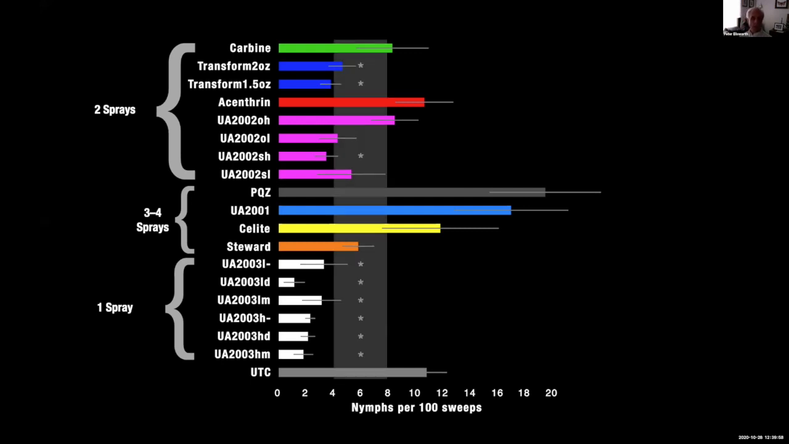This shaded box shows you the threshold, which our overall threshold is 15 total lygus, with 4 to 8 nymphs per 100 sweeps. So that band shows you the guideline that we recommend. In general, we like to see our commercial products perform at or below these levels. And in general, the things that you're used to seeing are working, with some exceptions here, and there are maybe some reasons for that.